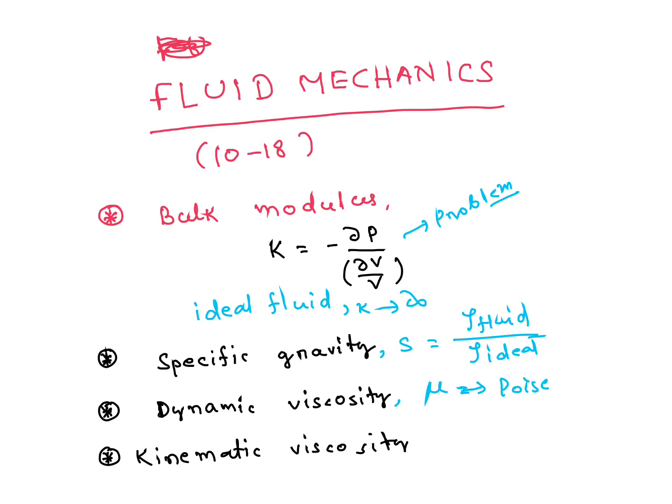Sometimes they will ask you dimensional analysis. For dynamic viscosity they will ask you the dimension, so this is important. Then kinematic viscosity, it's mu by rho, unit is Stokes. Here also they will ask you the dimension, both are important. Sometimes they may ask a problem also, using the relation between dynamic viscosity and kinematic viscosity to answer that type of question.